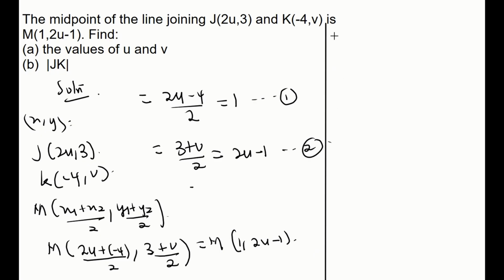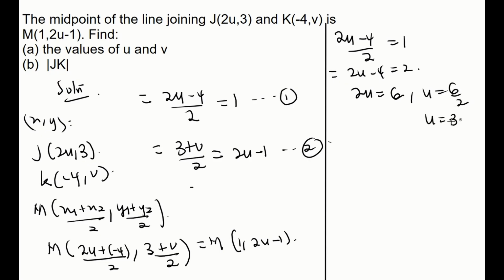We are now going to have that (2u - 4) over 2 is equal to 1. This gives us 2u - 4 is equal to 2, which is the same as 2u is equal to 6, and that means u is equal to 6 over 2, so u is equal to 3. Alright, if u is equal to 3, we are looking at how to find v as well.